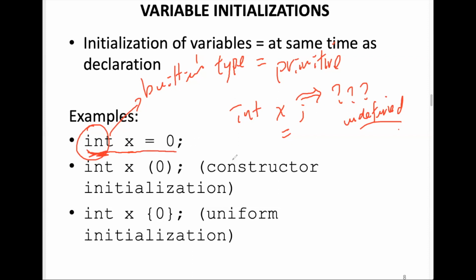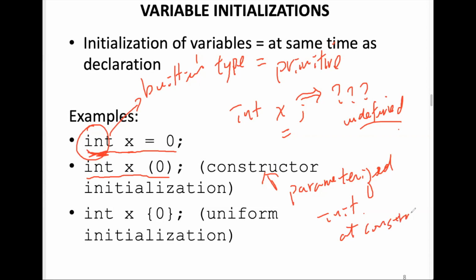But anyway, one of the ways to initialize a variable is basically to write out the whole value at compile time. The second part is another way of initializing a variable, and that's what we call constructor initialization. Now, this is what we call parameterized, okay? Initialization at construction time. Okay, I'll explain what this is in the next slides.